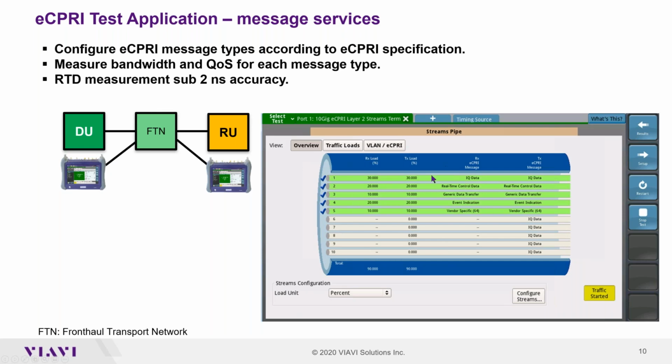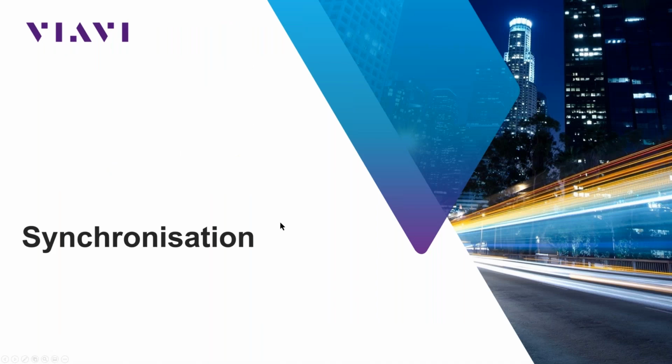So this was about this evolution from CPRI to eCPRI, and eCPRI is part of 5G network installation in the Fronthaul. Now coming to synchronization, what it means and why is it needed.